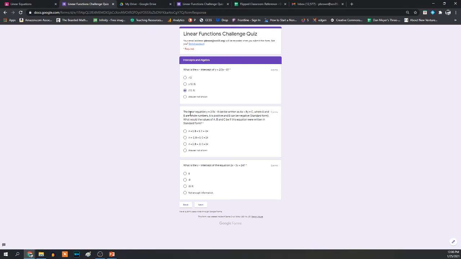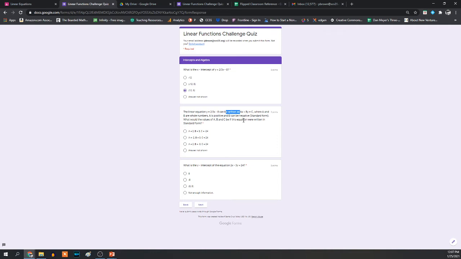All right. The linear equation y equals 2/3 x minus 8 can be written ax plus by equals c. That's standard form. So a and b are whole numbers, and a is positive. b can be negative. Okay. So let's see if we can figure that out. Let's get our paper right here. So let me write it down, and then we'll transition.